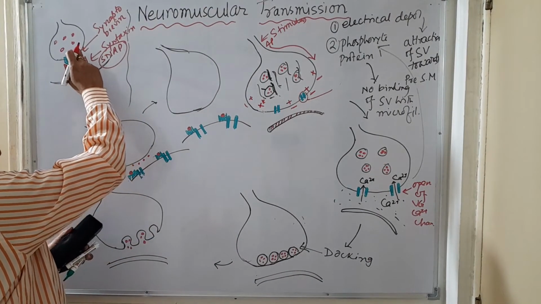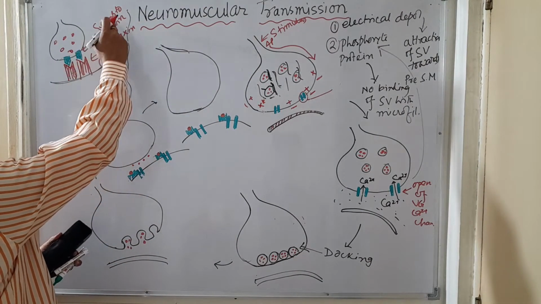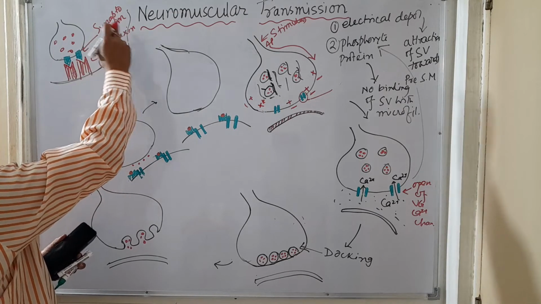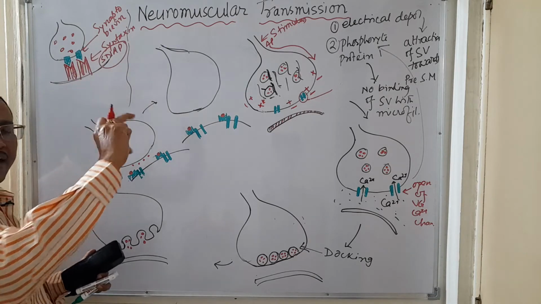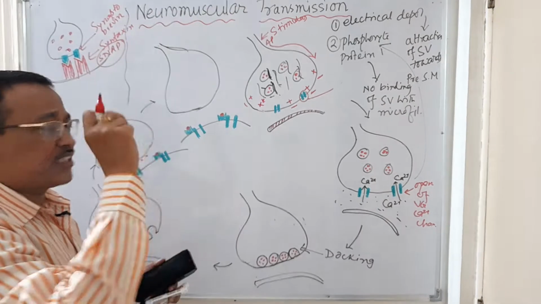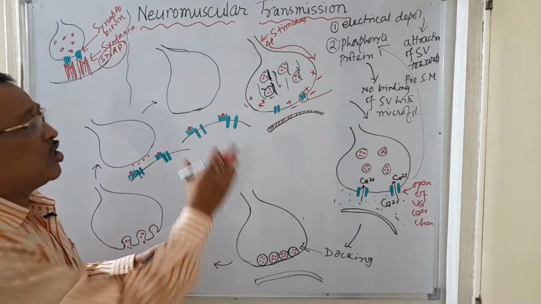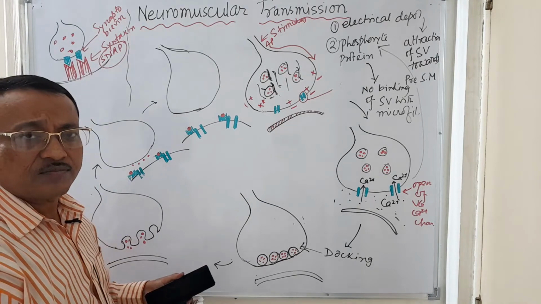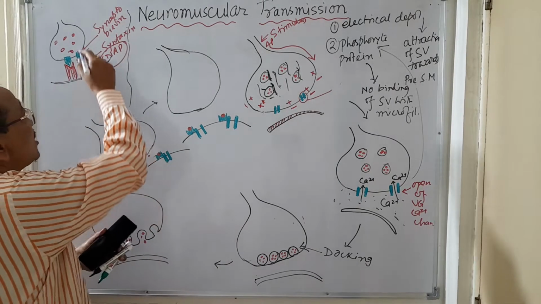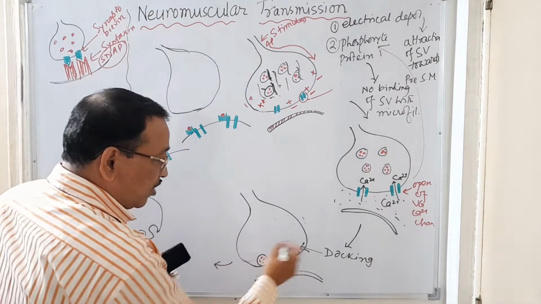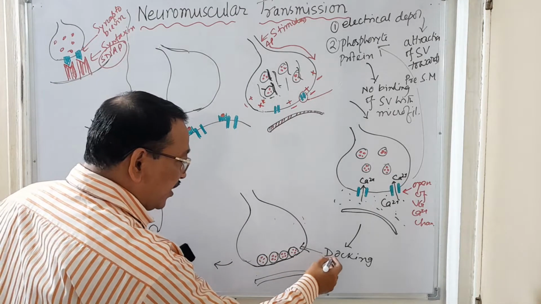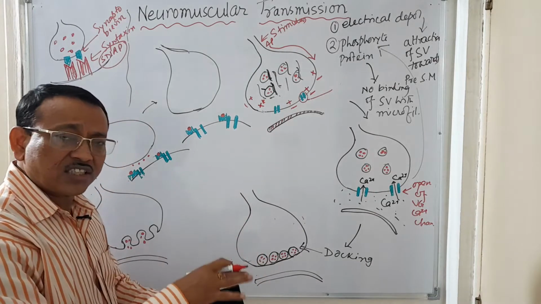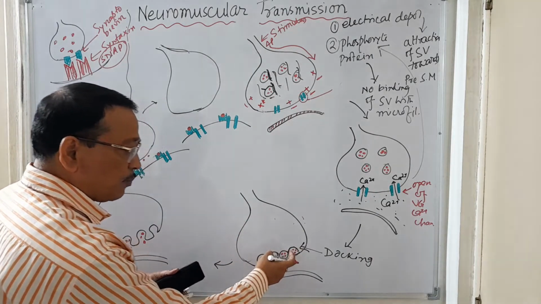Docking takes place because of the interaction between two proteins, one present in the synaptic vesicular membrane known as synaptobrevin, and another present on the presynaptic membrane known as syntaxin. Their interaction is assisted by a lot of other proteins known as the SNAP proteins. Different types of SNAP proteins are there. So this process is known as docking. Now once the docking is done, the synaptic vesicles are fixed or locked on the presynaptic membrane.